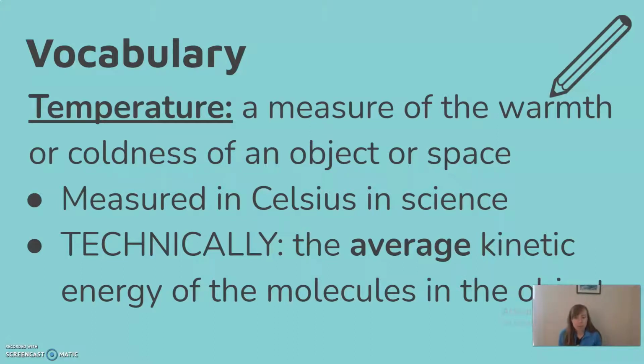So this is a measure of the warmth or coldness of an object or space. And remember, there's no such thing as cold energy, so let's not be tricked by that definition there. This is usually measured in Celsius in science. So if you have one of the thermometers that I sent out, those have both Fahrenheit and Celsius, and let's mostly use Celsius in this class, okay? And then to add a little bit more technical language to that, the temperature is actually the average kinetic energy of the molecules in the object. So we're kind of bringing all of this information from this video together for this temperature definition.